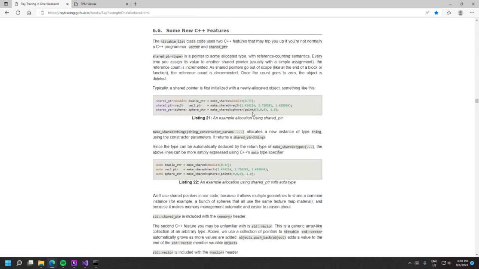Some new C++ features. Oh yeah, vector and shared pointer. Okay. I mean, I'm familiar with both of them, so I understood that. But I don't think it's very useful to understand them if you don't really program in C++. Well, it's basically the way that C++ does it.